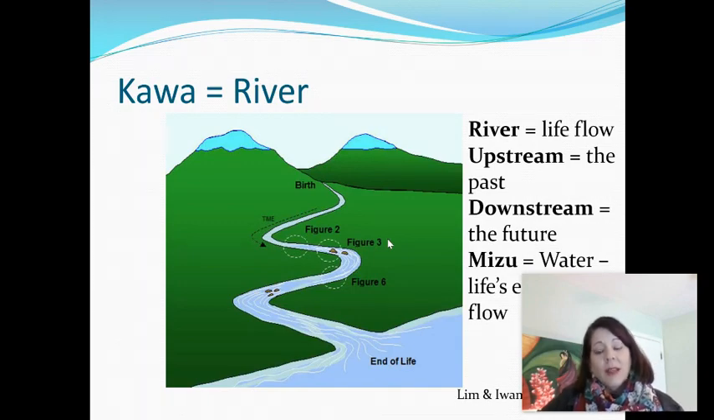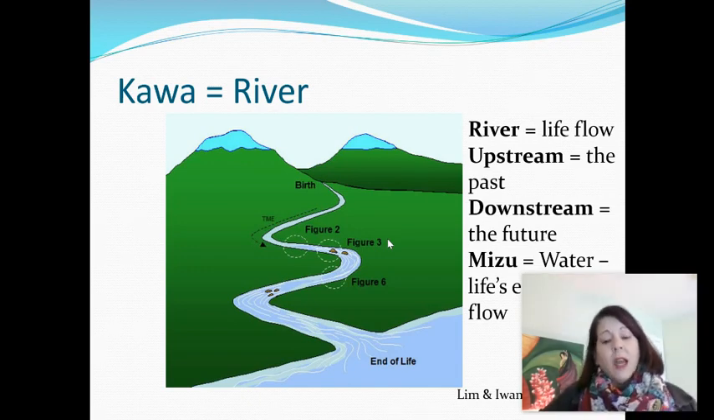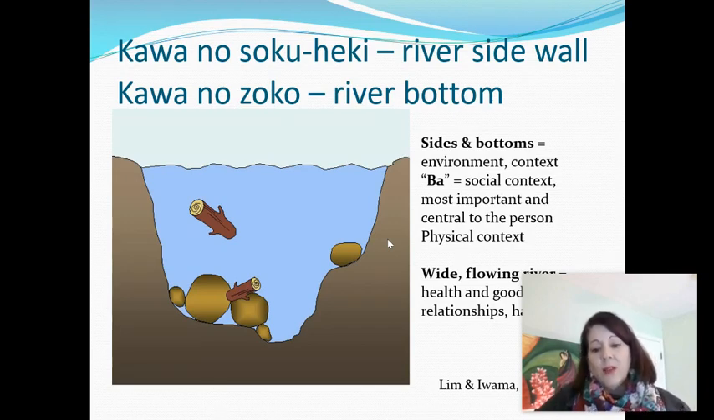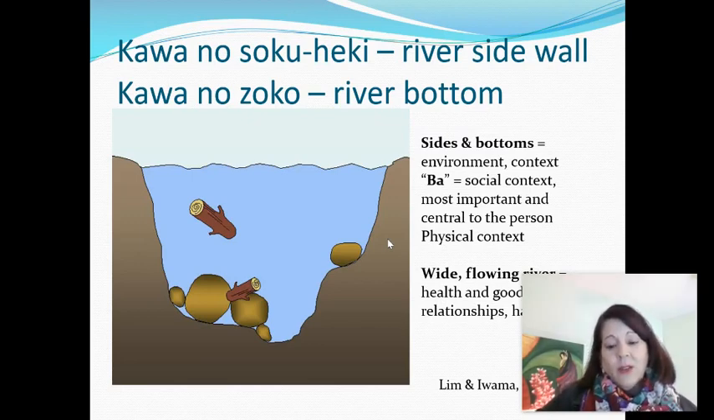So let's talk about some of the aspects of this model a little bit more. Kawa means river, and this does have a very lifespan approach. So upstream is going to be the past, all the way back to birth, and downstream is the future, all the way to death. Mizu is the water, which represents the life's essence or flow. And we have two other very important aspects, which is the riverside wall and bottoms, which are the environment or the context. Now, ba is a specific word meaning social context, which is most important and central to the person. We also have physical context.